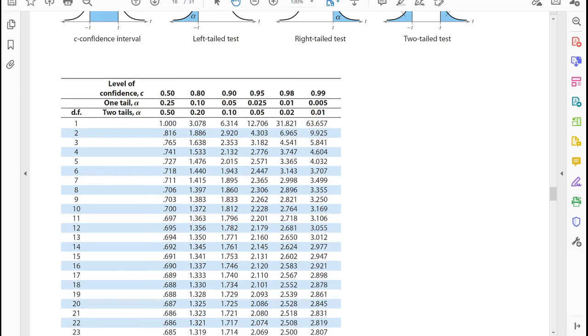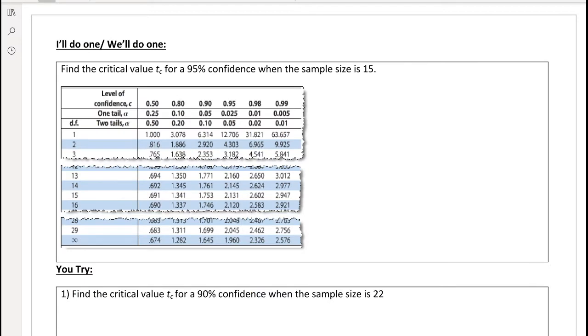So once you find out which level of confidence you're dealing with, all you need then is your degrees of freedom, and your t critical is just going to be the number that corresponds to that, okay? So if I go ahead and take a look at this problem right here, they're asking us to find the critical value for 95% confidence with a sample size of 15. So let's write that down.